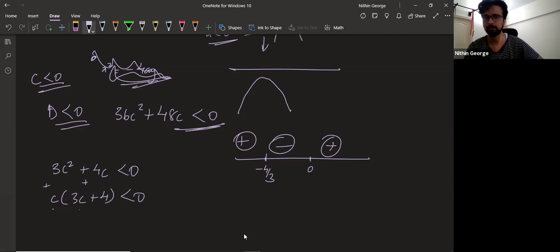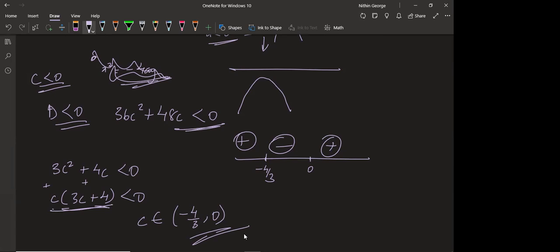What is the question being asked? Where is it less than 0? So this entire expression is less than 0 when c is between minus 4 by 3 and 0. Is this clear? Yes, sir. Got it, sir.